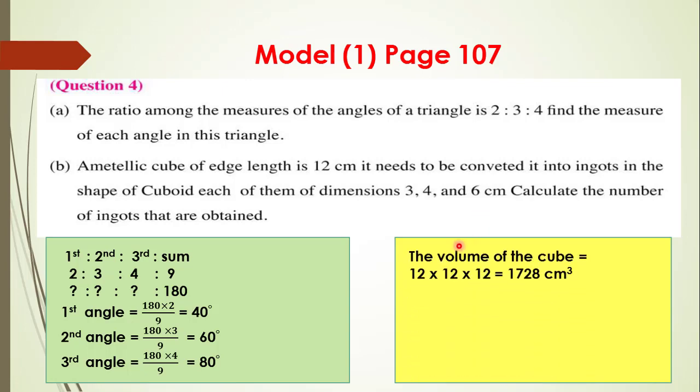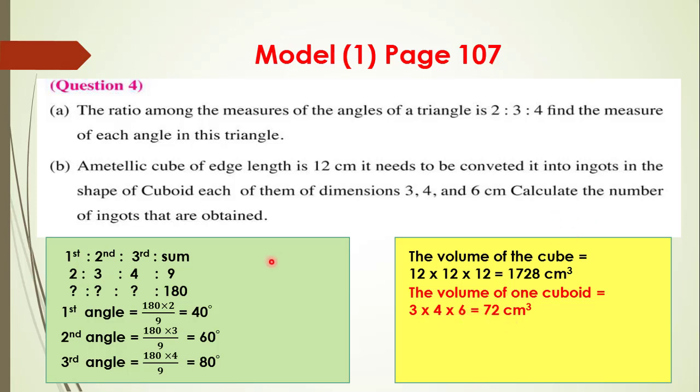At first, the volume of a cube equals edge length by itself. So we have 12 times 12 times 12. The result will be 1728 centimeter cube. And here we have the dimensions of the cuboid. So the volume of one cuboid will be 3 times 4 times 6 equals 72 centimeter cube.